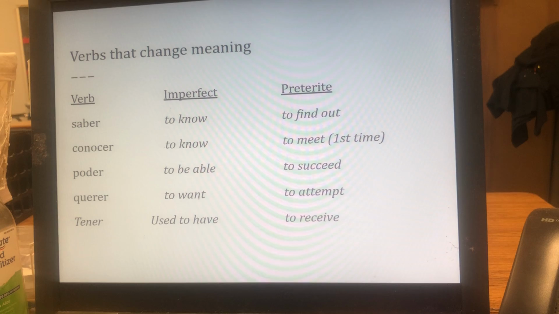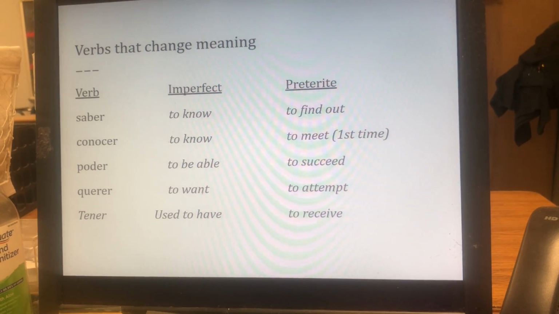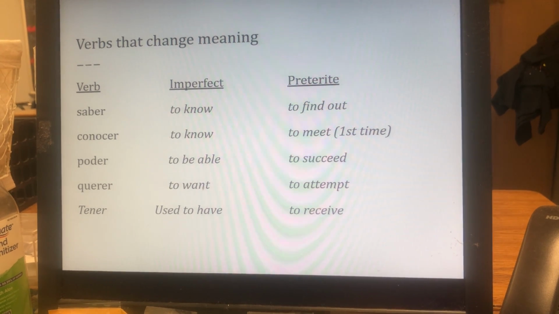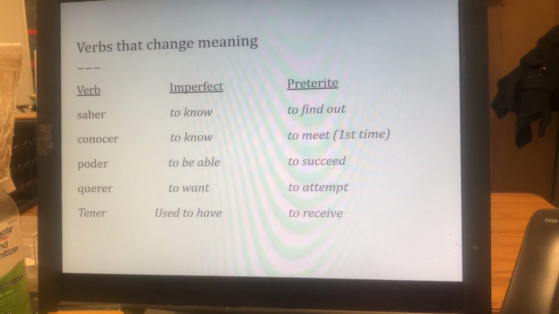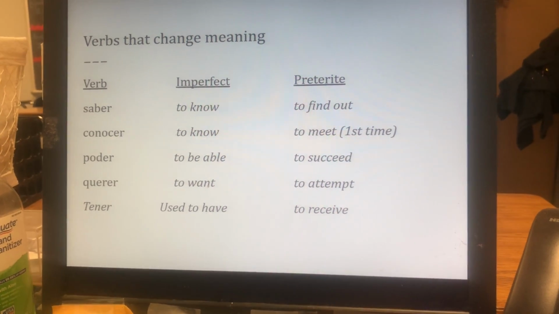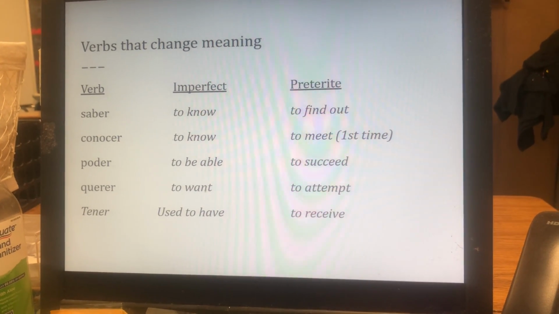Conocer is to know in the past, but know people, of course. So conocía a Juan, I knew Juan. But if I said conocí a Juan, that is I met Juan for the first time. So if I use it in the preterite, that means I met him for the first time.